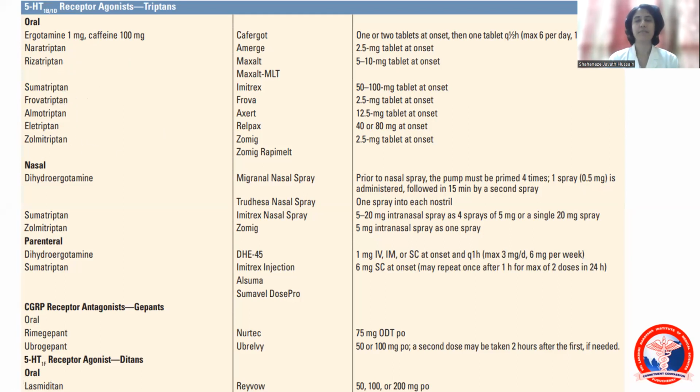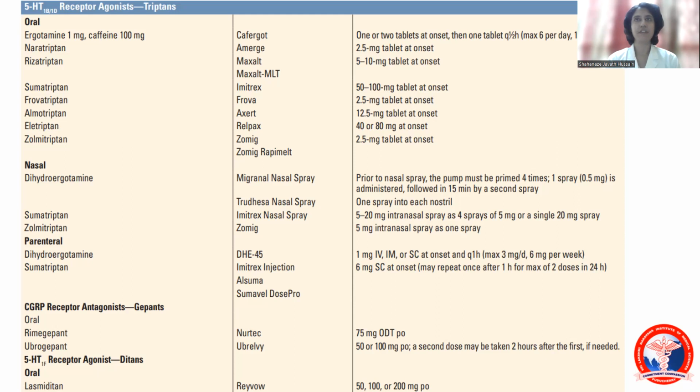Triptans are available in different formulations. They can be given orally, nasally, and parenterally. Among oral triptans, the ones with the highest efficacy are rizatriptan and eletriptan. Though other triptans also have equal efficacy, they might have slow onset.